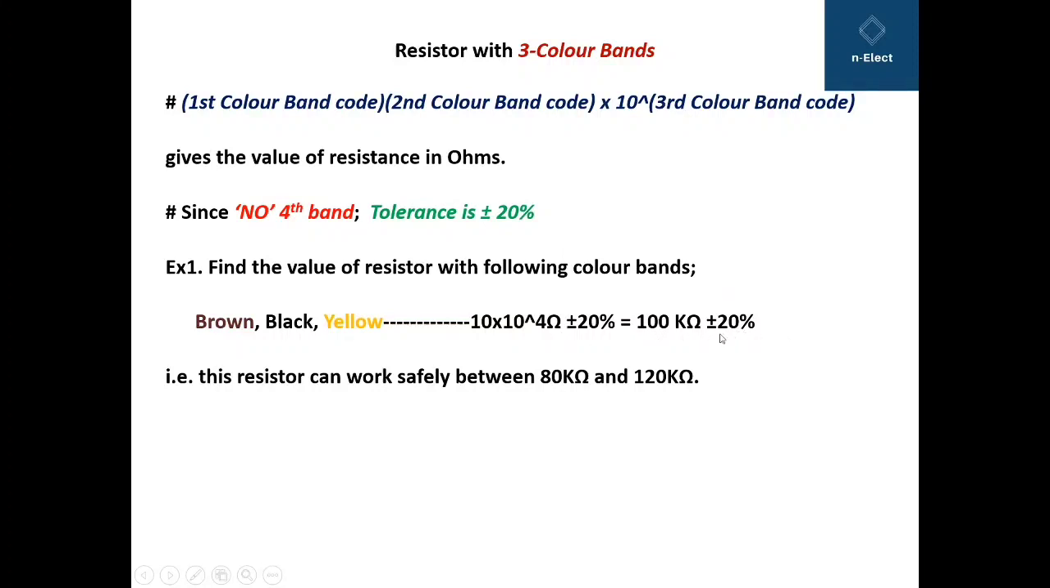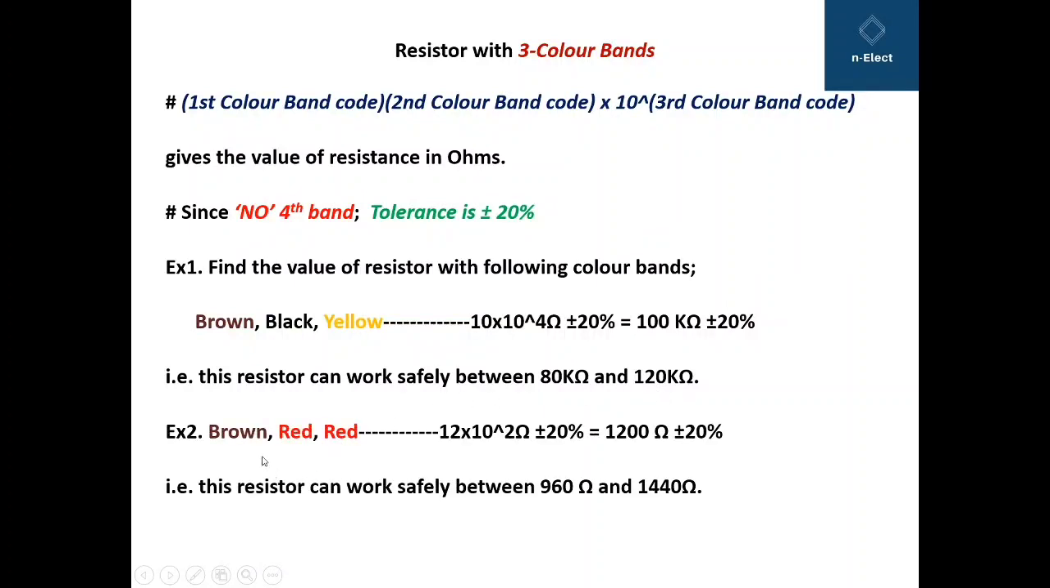Now what is the meaning of plus minus 20%? If you take 20% of 100 kilo ohm, it will be 20 kilo ohm. So you add 20 kilo ohms to this, and you will get 120 kilo ohms, and you subtract 20 kilo ohms from this, and you will get 80 kilo ohms. It means this resistor with these color bands on its surface can work safely in the range of 80 kilo ohms to 120 kilo ohms.